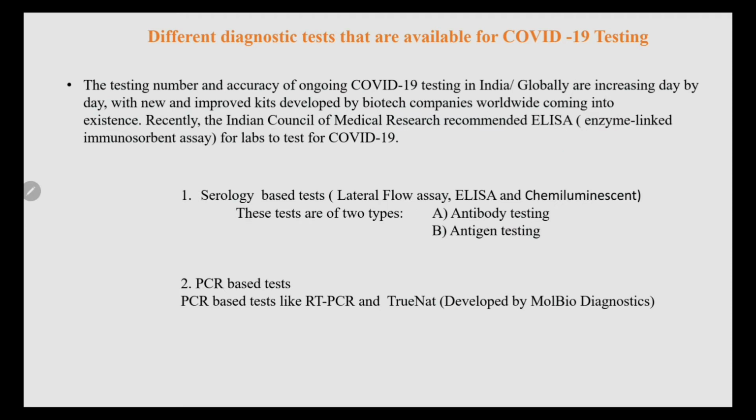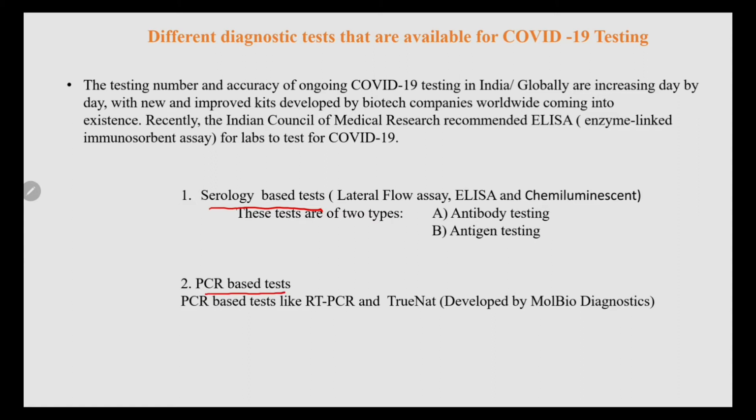So now let's go to the different diagnostic tests that are available for COVID-19 testing. In this pandemic time, the testing number and accuracy of ongoing testing for COVID-19 is increasing day by day, and so many biotech companies are coming with newly developed kits which can detect COVID-19. All these tests are broadly categorized into mainly two types. First one are the serology based tests, second one are the PCR based tests.